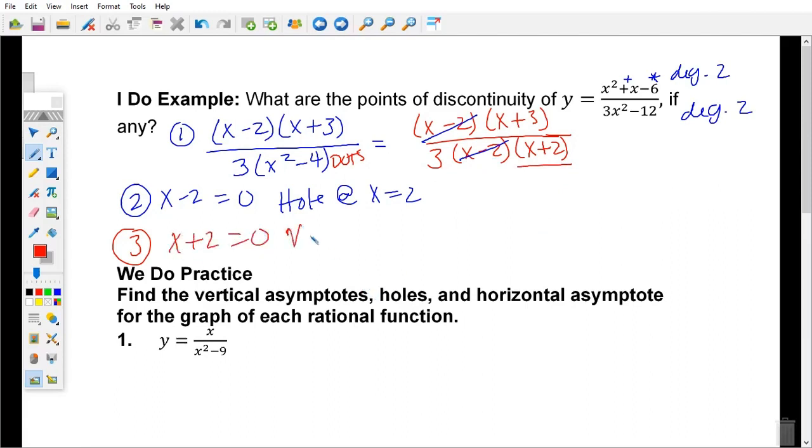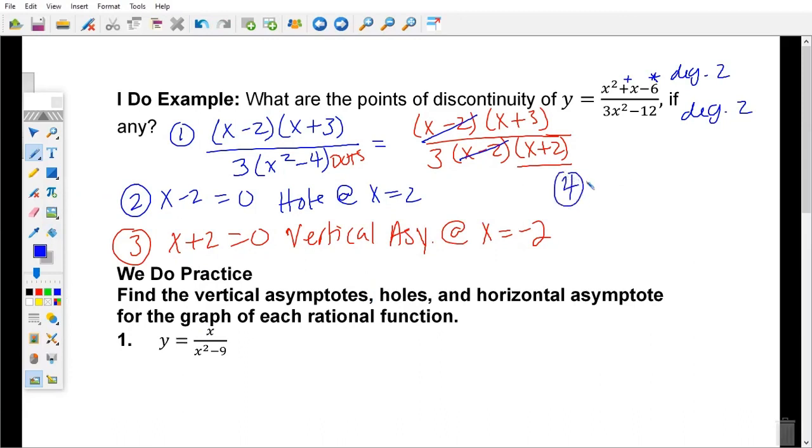So where's our vertical asymptote? At 2. Our vertical asymptote is at x equals what? What kind of 2 though? It's -2. Okay. And then lastly is step 4.